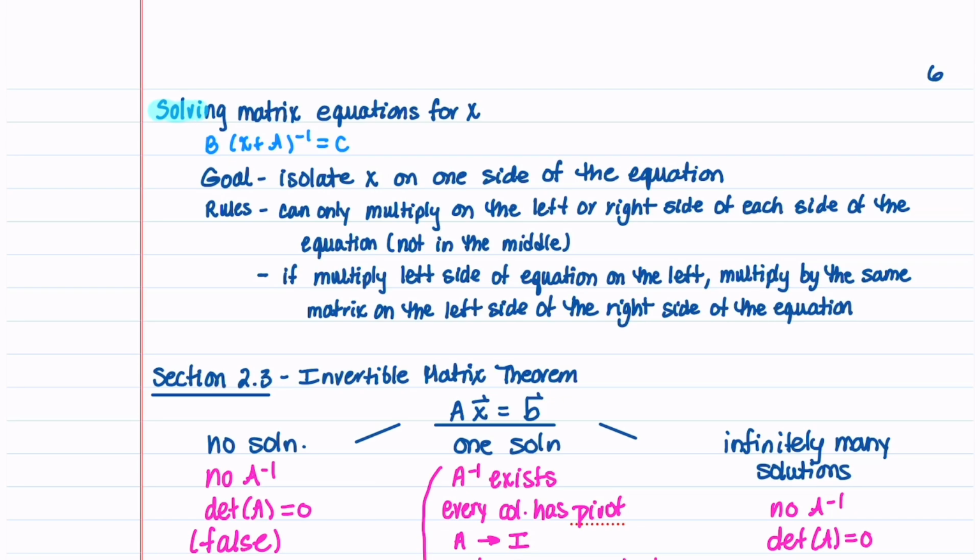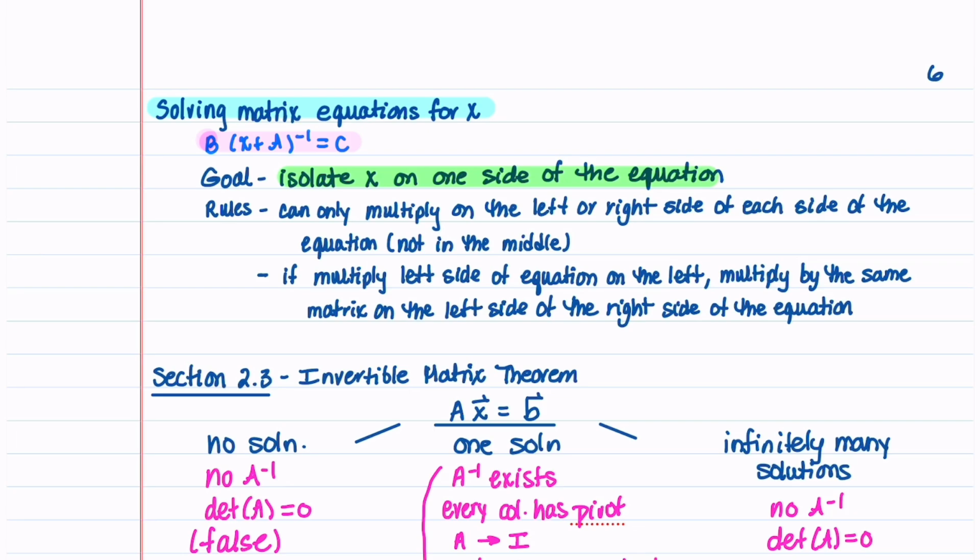We then looked at how to solve matrix equations for a matrix X. Here's an example of one that we looked at. So our goal was to isolate X on one side of the equation. And there's a couple of rules that we had to follow. You can only multiply on the left or right side of each equation, not in the middle.